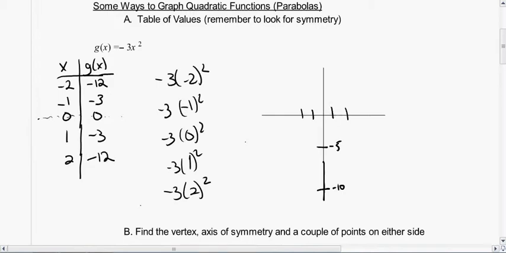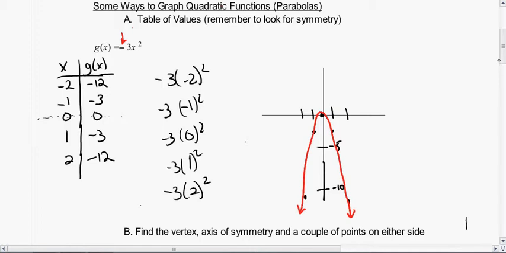So just plotting those points, I've got a 0, 0, I've got a -2, -12, -1, -3, +1, -3, and +2, -12. And there's my parabola. And I'm not surprised that it's opening down. When I look at the original equation, the a term is negative, which means that it's going to be reflected over the x-axis.